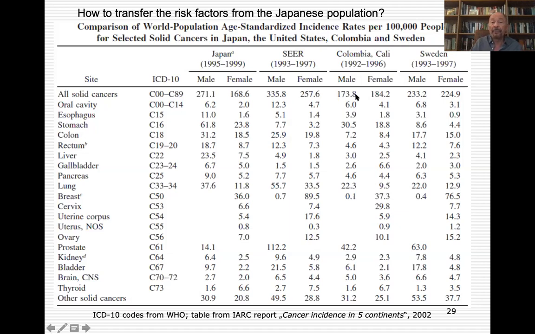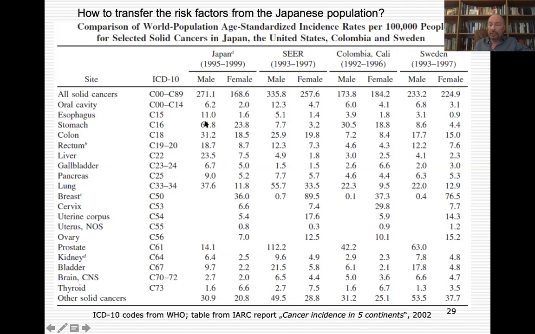This is an example. These are different cancers. This is the number that the International Association for Cancer Research gives to the codes of the different tumors. And this is now the incidence. These are incidence, not mortality. These are incidence rates per 100,000, so per 10 to the minus 5, for males and females in Japan; in the United States, this is the SEER, a large epidemiological study in the United States; in Colombia, in the Cali area; and in Sweden.